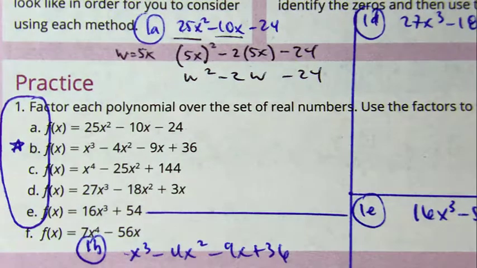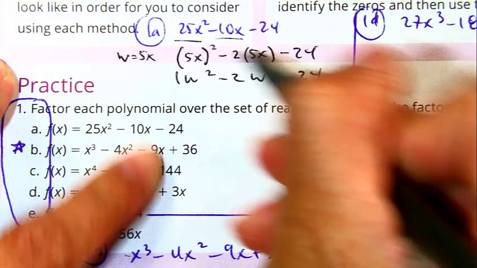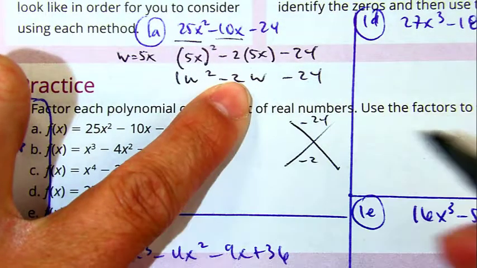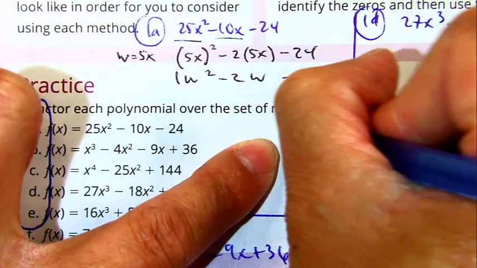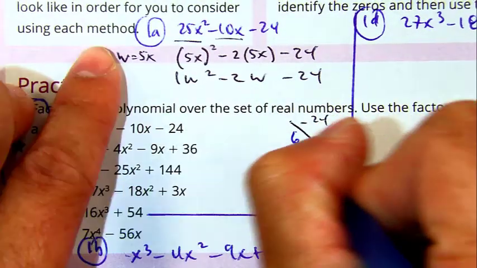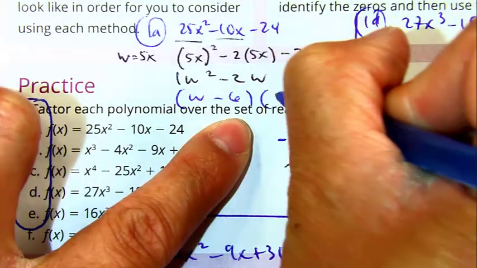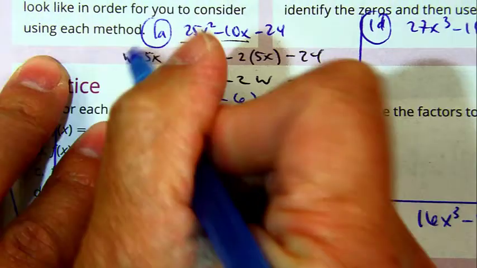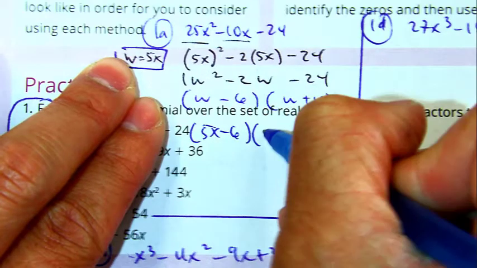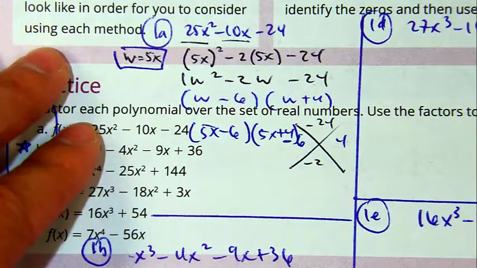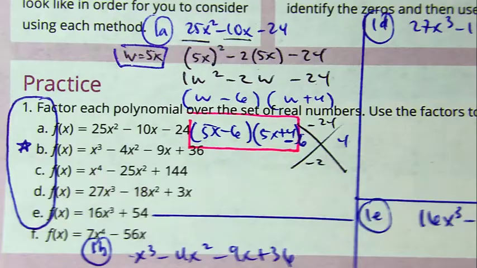And then I can just put that into my x now. I have A times C is negative 24. B value is negative 2. My two numbers are 6 and 4. This is negative, so which one is negative? 6. Yep. So I have W minus 6, W plus 4. And then I just put my substitution back in. So I'm going to get 5x minus 6, 5x plus 4 is my answer. That was question 1A.